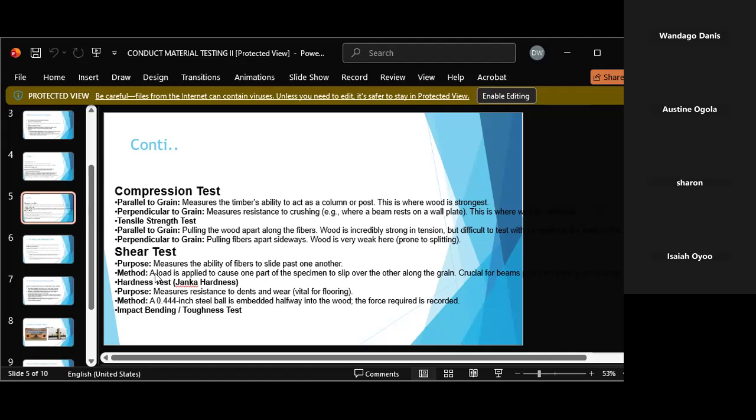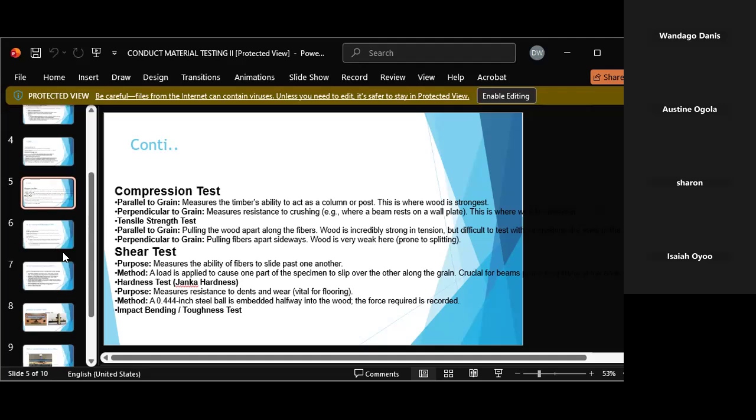Then we go to the shear test. The purpose of the shear test is to measure the ability of fibers to slide past one another. The method we are going to use is a load. The load is applied to cause one part of the specimen to slip over the other along the grain. Then the purpose of this test is to measure the resistance to dent and wear. We'll go and check another.